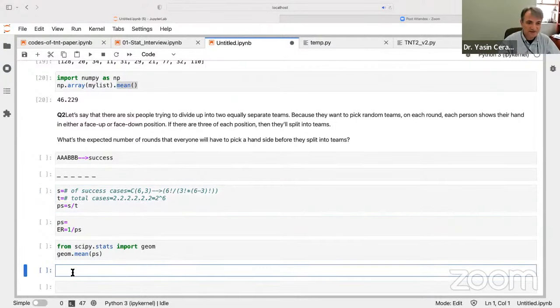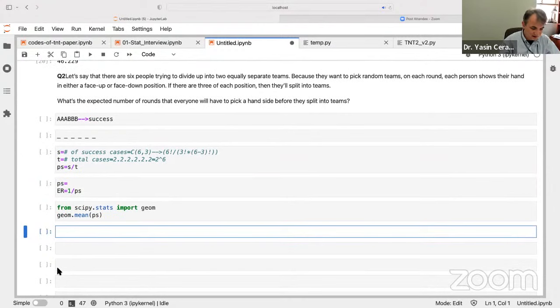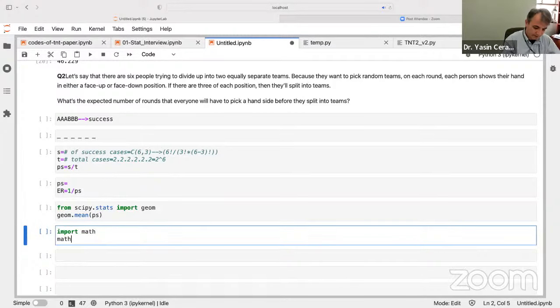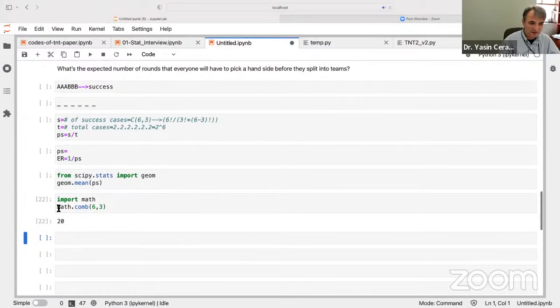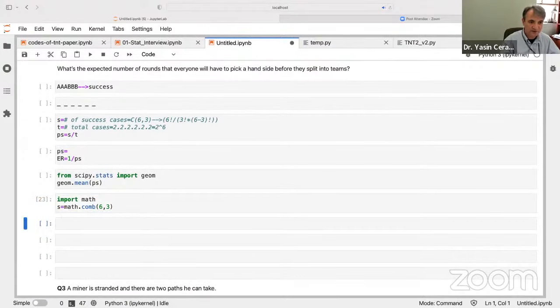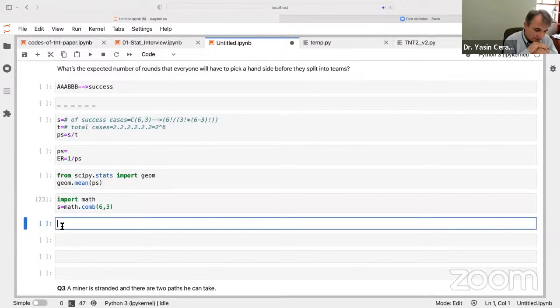So let's use the combination function. For that, I'm going to import math. Then math dot comb, 6 with 3. This is the total number of success cases. Let me just run this. Okay, I have 20 of them. So let's make S equal to this. And then let me find PS2.